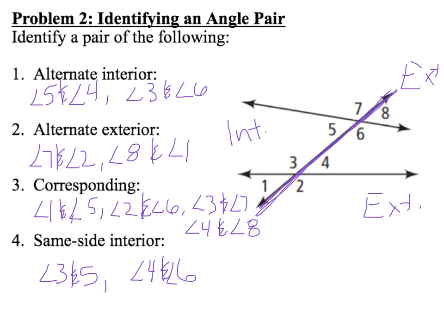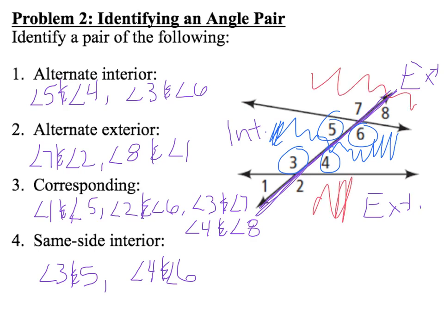Alternate interior: first I look at the inside. I'm looking at angles in here, and alternate means opposite. So I have 5 and 4, and 3 and 6. Alternate exterior: I'm looking at the outside, and again, alternate means opposite. So I have 7 and 2, and I have 8 and 1.